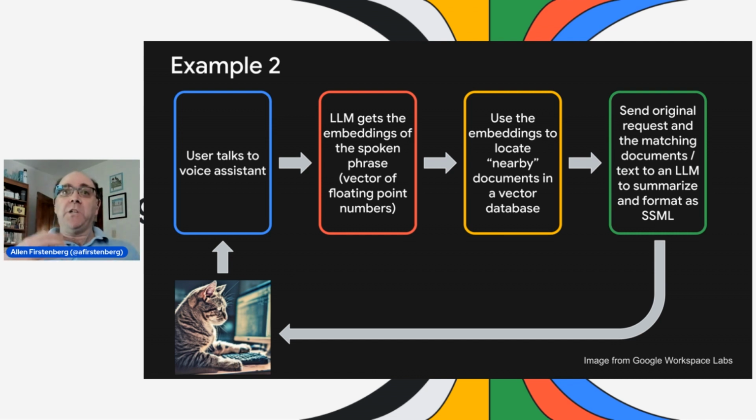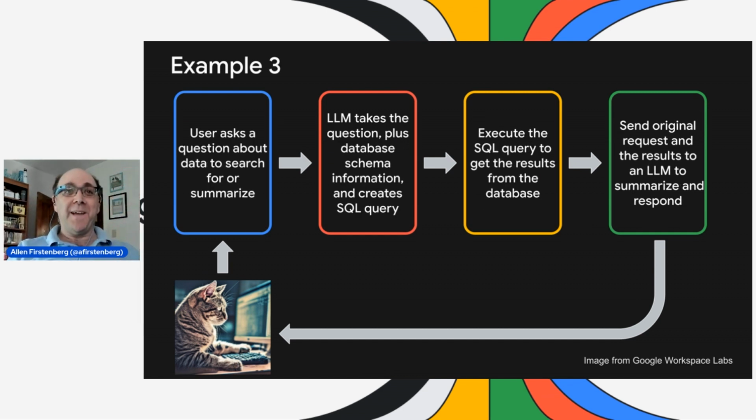So it gets back a bunch of documents that may answer the question. Now, given those documents and given the original request, it may send all of that to an LLM and say, summarize this, and summarize it using SSML, which we can then speak back to the user. And again, we repeat. Another example, what if the user asks a question about data that they're searching for, that they want to summarize? Maybe it's in a spreadsheet, maybe it's in a database, who knows?